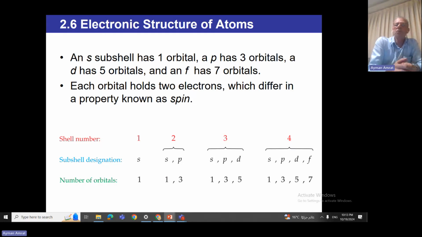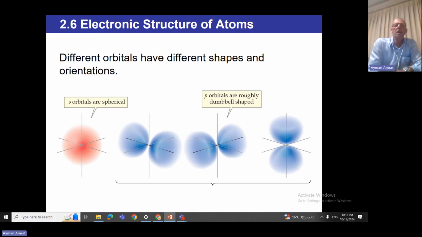Each orbital holds only 2 electrons, which differ in a property known as spin, spin upward or downward. If an s orbital is occupied by 2 electrons, one of them should be upward spinning and the second downward spinning in the electronic configuration. The shape of s orbitals is a sphere, while the p orbitals are dumbbell shaped. The p orbital has two loops in the x-axis, 2 loops in the y-axis, or 2 loops in the z-axis.